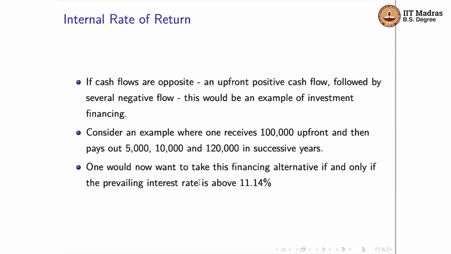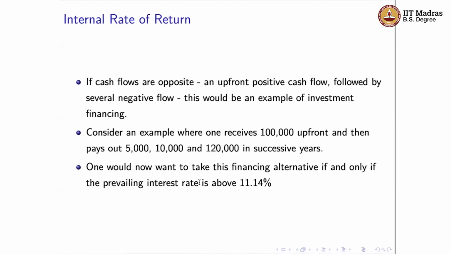Okay. Now, interestingly, the IRR can also be used if the cash flows have the opposite kind of signs, where you have one upfront positive cash flow followed by several negative flows. So this would be more of an example of an investment financing, where you are getting in money first, and then you have to pay out to the parties which financed you, right? So this would, for example, be a case where you receive, let's say, 1 lakh upfront, and then you have to pay out 5,000, 10,000, and 1,20,000 in 3 successive years, right?